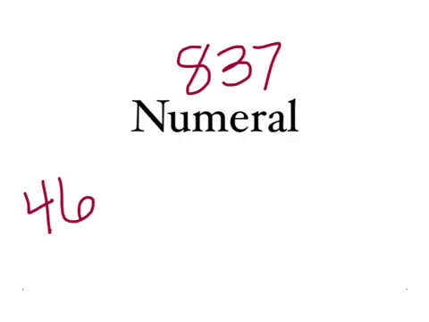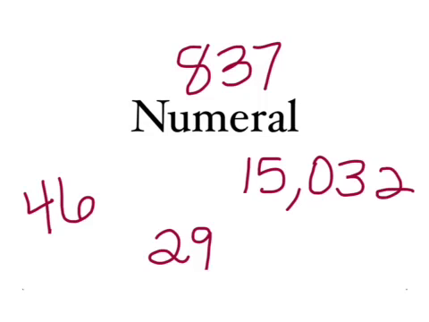We'll start with 837, and we'll talk about how this is a numeral. 837 is written in all digits, which someone would consider to be all numbers. This would be the same if you were working with 46 or 29 or even 15,032. Each of these is a numeral because it is written completely in digits.